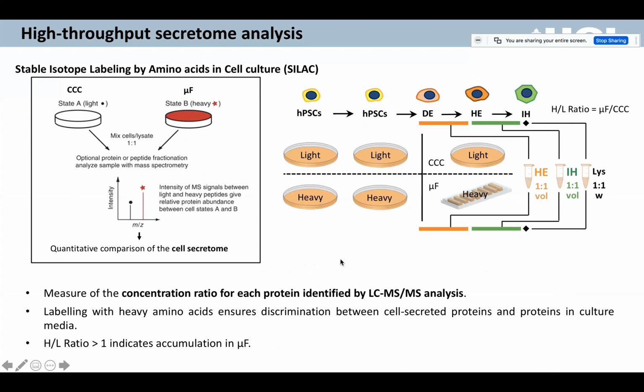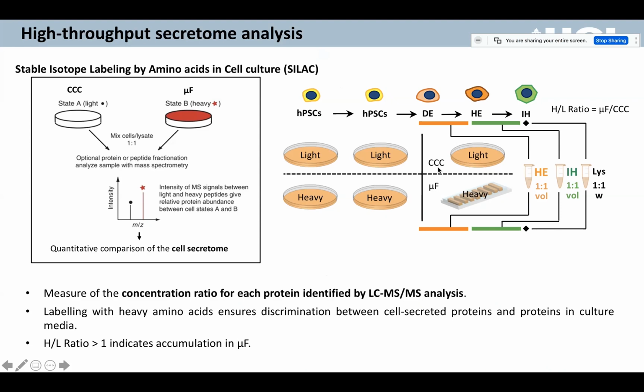So we decided to analyze the secretome of cells during differentiation, taking advantage of a high-throughput proteomic technique based on the stable isotope labeling by amino acids in cell culture, or SILAC, coupled with liquid chromatography mass spectrometry-based analysis. To do that, we labeled in different manners cells differentiating in standard Petri dish or in microfluidics. Specifically, we labeled cells in microfluidics using amino acids containing heavy carbon and nitrogen ions.